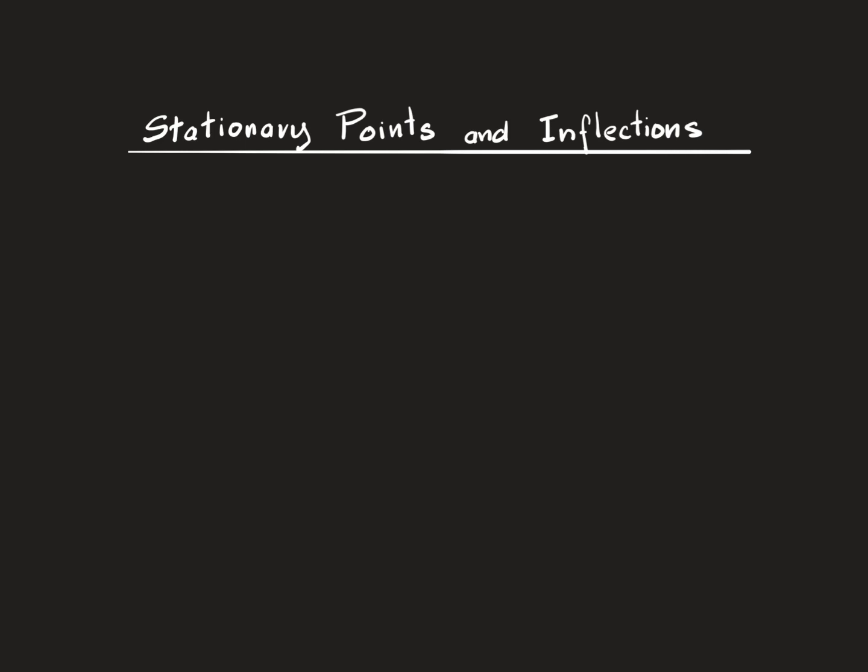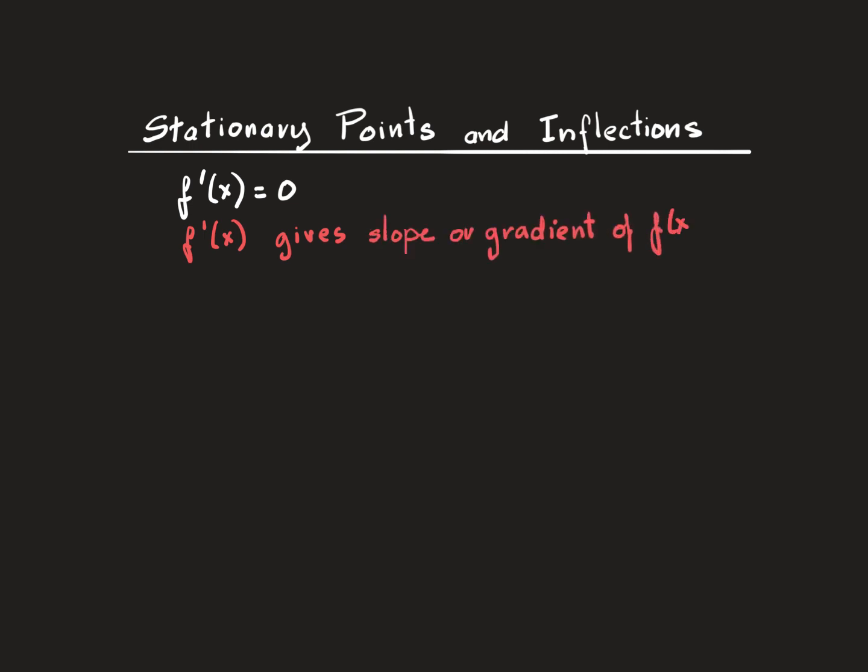Stationary points can be identified when the derivative of that function is equal to 0. The derivative function always gives us the slope or the gradient of a function. When it is 0, that implies that the slope is horizontal. These slopes can either be found at the maxima or the minima of a curve.